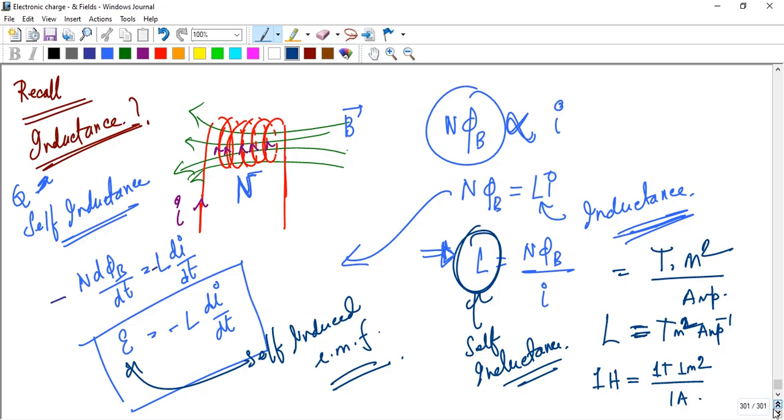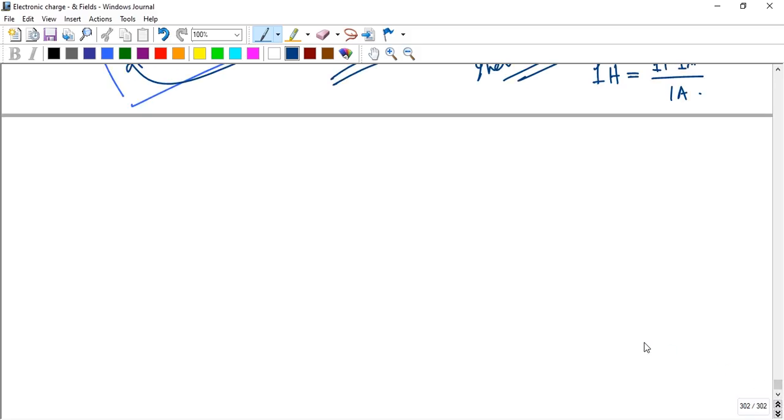Now the question arises: if there is self-inductance, what is the mutual? Self means own. The current passing through its own coil produces a magnetic field. When another coil produces a magnetic field, some part of that magnetic field crosses this coil and produces an induced current, and that induced current can also produce a magnetic field that actually opposes the source of that magnetic field. Okay, now here we see the mutual inductance.